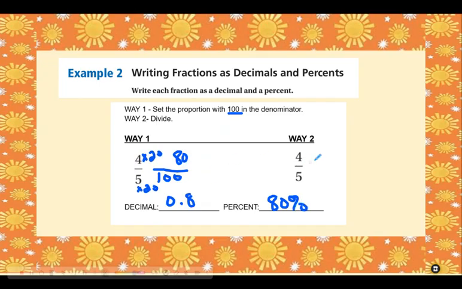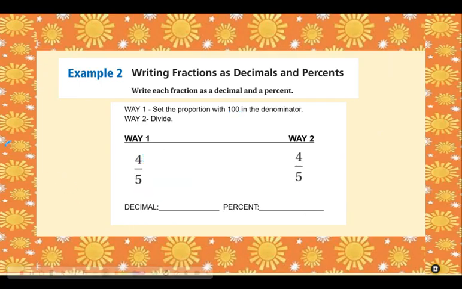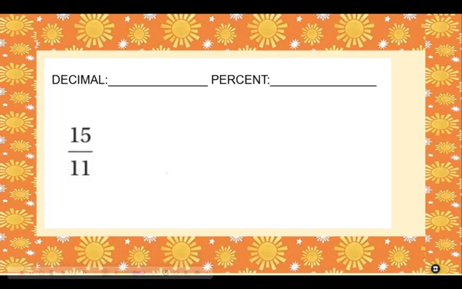Okay? The second way, let's say the number does not go into 100 nicely. We could always divide. 4 divided by 5. So remember, the top number drops in. We could add as many zeros as we need to. So bring up your decimal. 5 can't go into 4. Can 5 go into 40? Yes, 8 times. 8 times 5 is 40. And we have our 0. So here it is, 0.8. We got the same answer. Then move your decimal 2 times to the right to make it a percent. So way 1 and way 2. Great job.